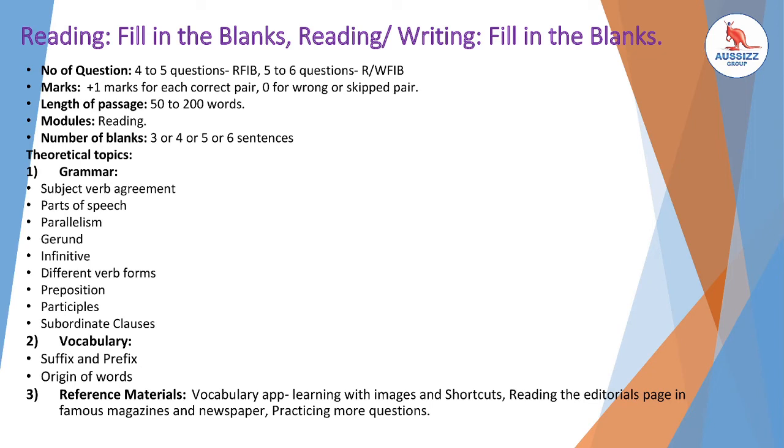The scoring is very clear: you will get +1 if the answer is correct and 0 for any wrong or skipped answer or blank. You can expect around 3, 4, 5 or 6 blanks in the exam for each of the questions. The most important thing is understanding the theoretical and practical implications of the rules in the blanks.